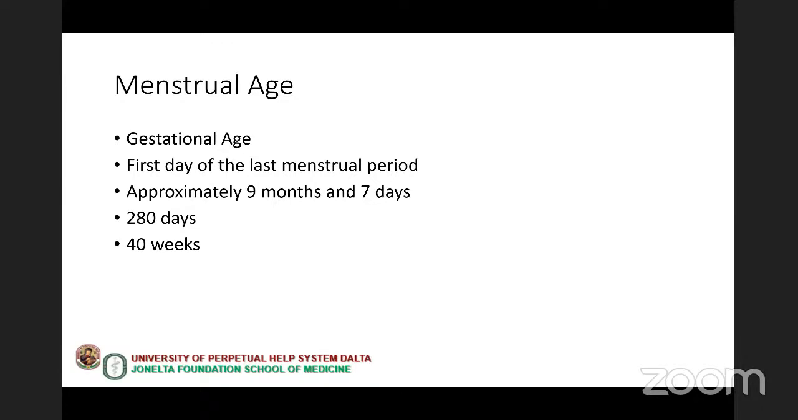Okay, it's a rule. So when the first day of the last menses is given, how do you get your estimated due date? You add 7 days and subtract 3 months. Okay, if you need to add a year, then you do add a year. That computation, you will end up with your 40 weeks. Okay, once you have your 40 weeks, you will count your age of gestation.